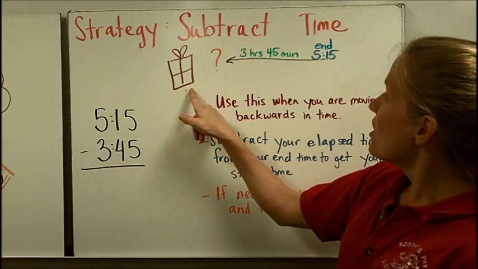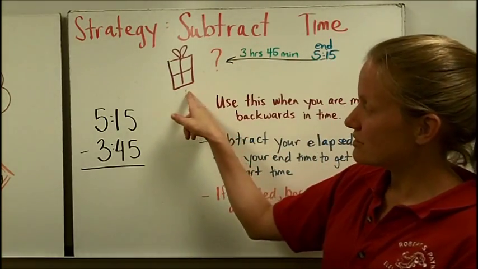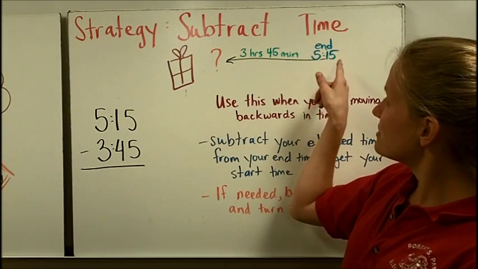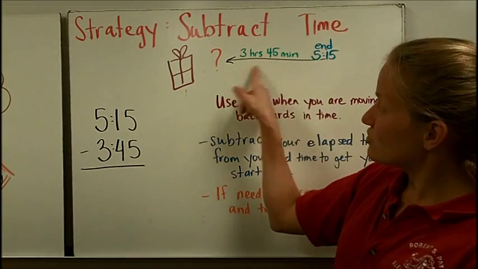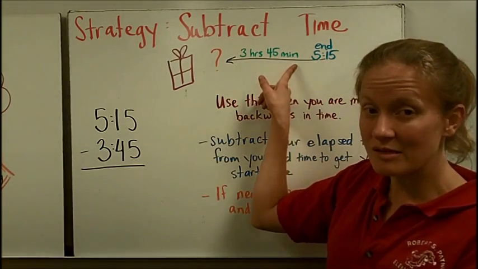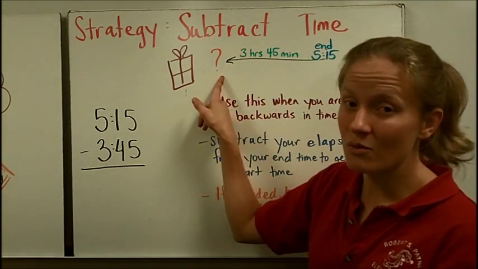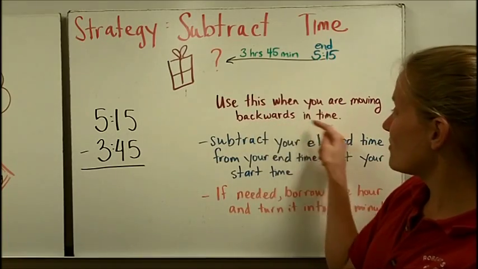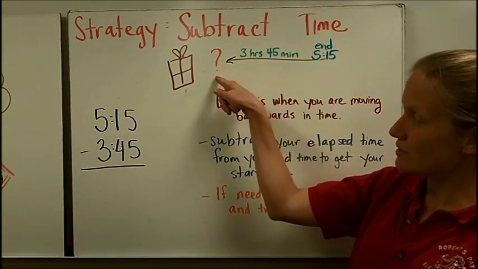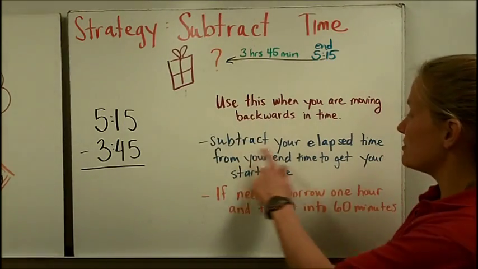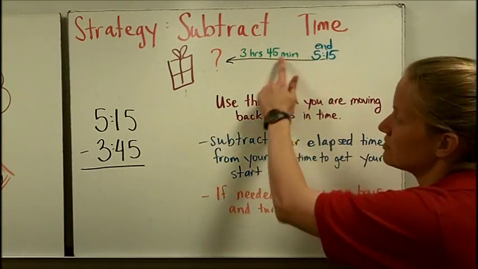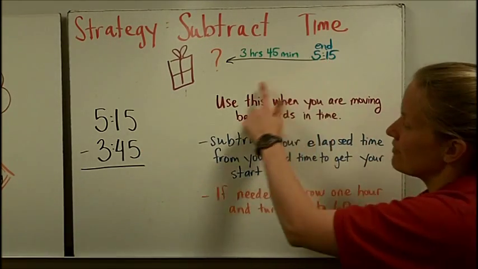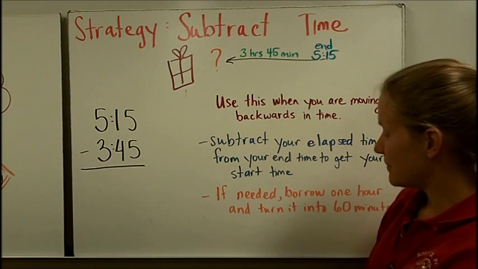So this is the story where somebody was going to their cousin's house, and they needed to be there at 5:15. Their trip was going to take 3 hours and 45 minutes, including the time to get a present, and they needed to know what time to start. So you can subtract time when you are moving backwards in time. Notice how we're going backwards in order to get a start time. So I'm going to subtract my elapsed time, that's 3 hours and 45 minutes, from my end time, which is 5:15, to get a start time.